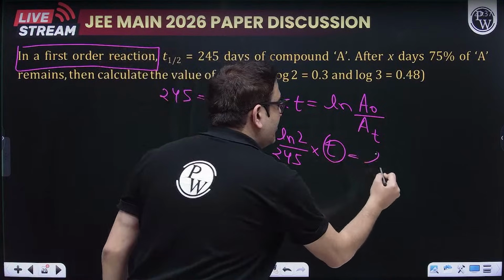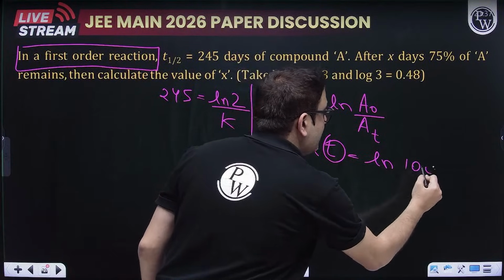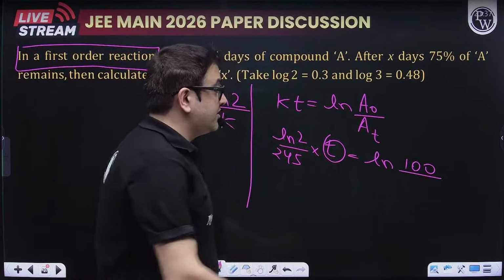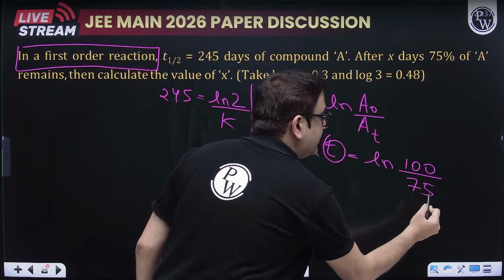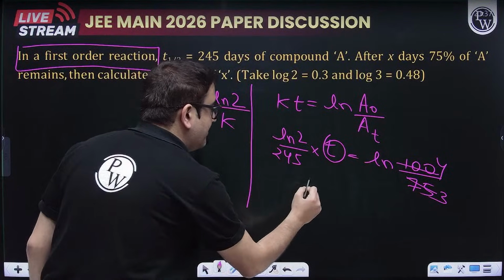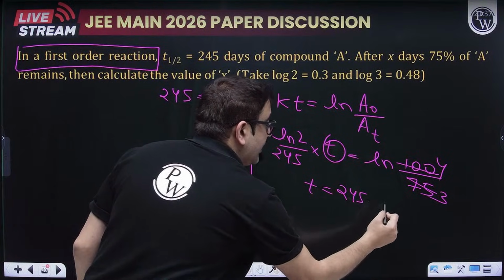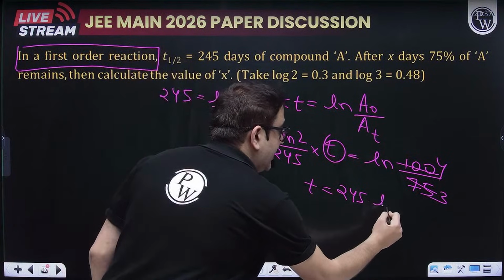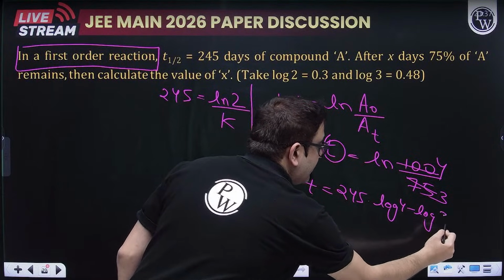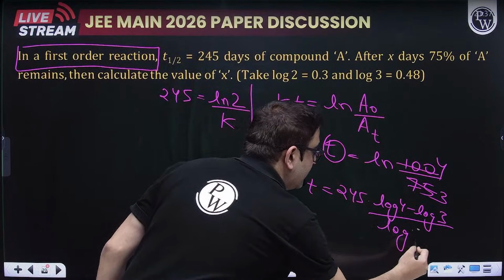It is equal to ln of, let's say initial concentration was 100. How much is left behind? So 75% is still there. So that means 75 is still there. So this is 4, this is 3. So I guess this is simple maths now. So this t is equal to 245 into ln of 4 minus 3, log of 4 minus log of 3. Sir, why log? 2.303. This is also ln, no? So this becomes log of 2.